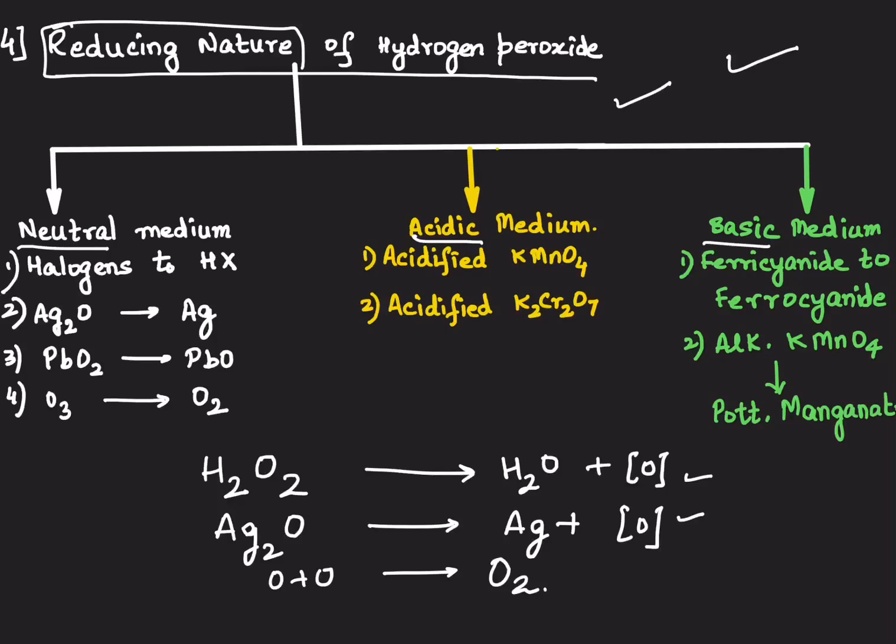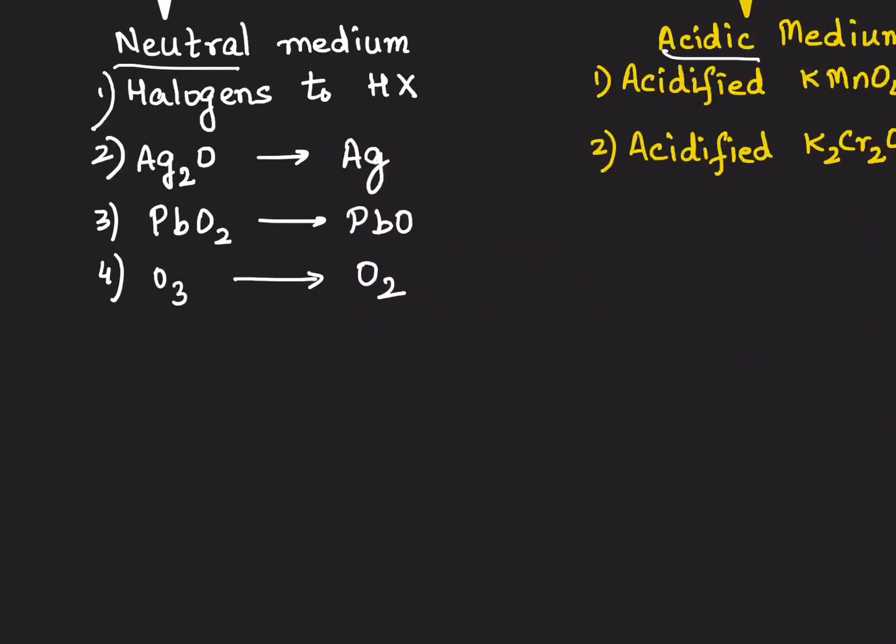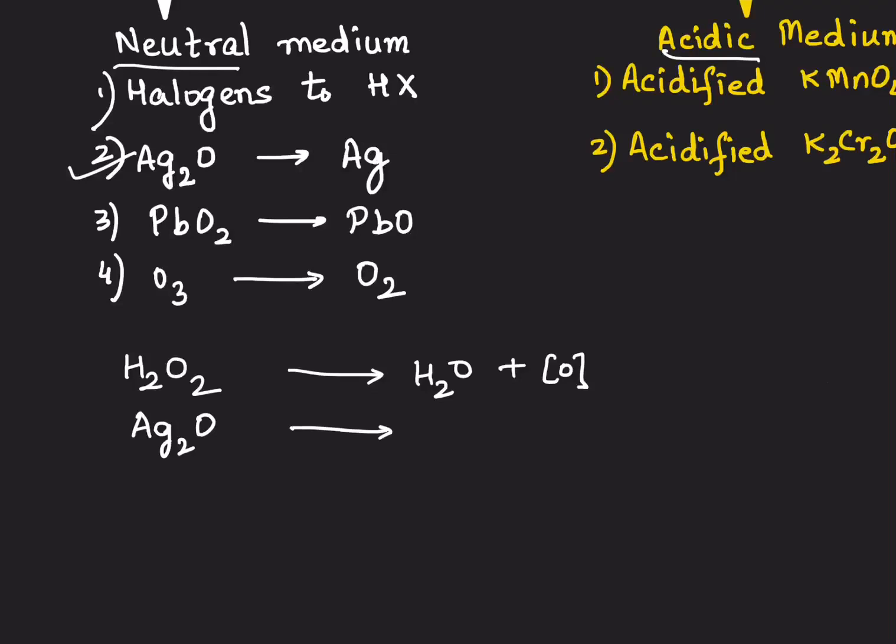So let's get going for the first one, reducing nature of hydrogen peroxide in neutral medium. We've already almost written the first reaction in the series. So what we've got is hydrogen peroxide. I'm taking the silver oxide one. Hydrogen peroxide breaks down to give you water and nascent oxygen. Now, this nascent oxygen is nothing but atomic oxygen, which is being generated in the medium. Ag2O, silver oxide, black in color, releases the oxygen, forms silver plus oxygen.